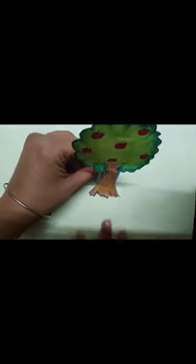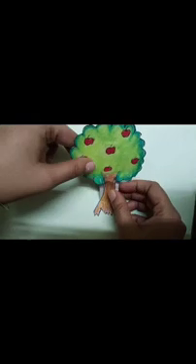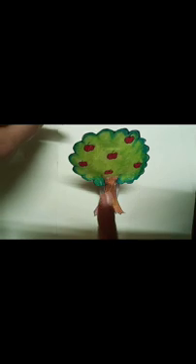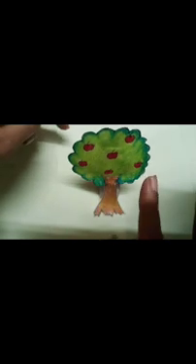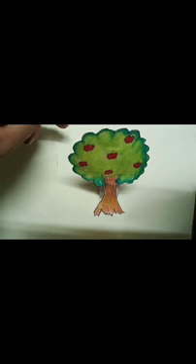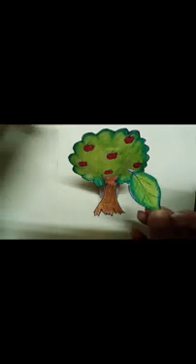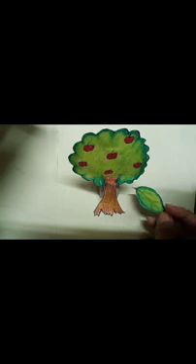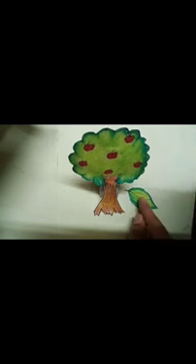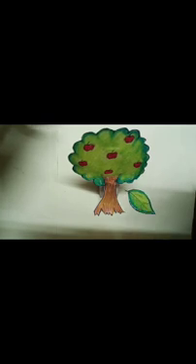Can you see this? What is it? Yes, this is a tree. You know that trees have leaves, fruits, flowers, and trees even shed their leaves. When they shed their leaves, the leaves fall from the tree and come on the earth's surface.